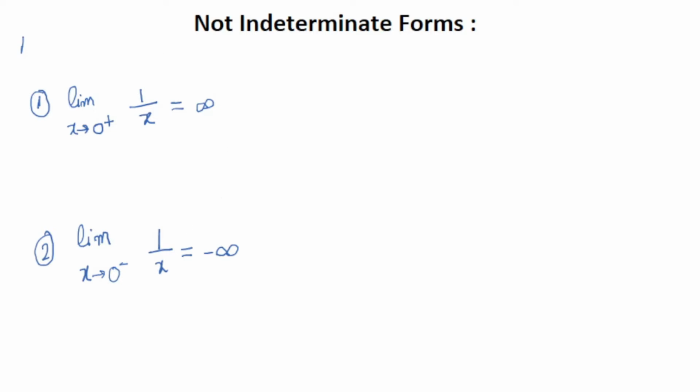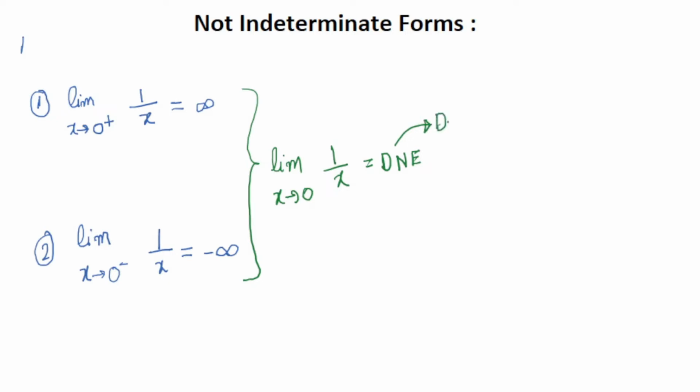But if we take both the limits, what we can say here is limit x tends to 0 of 1 upon x does not exist. Why do we say that it does not exist? Because the left hand limit and right hand limit are not equal. So that's why we say that the limit does not exist at 0.